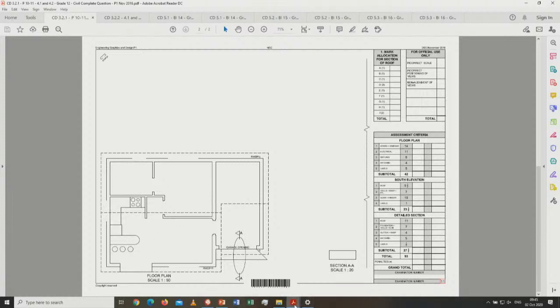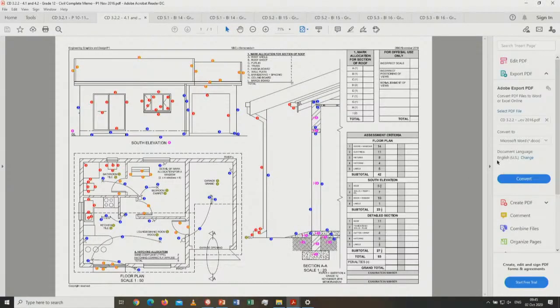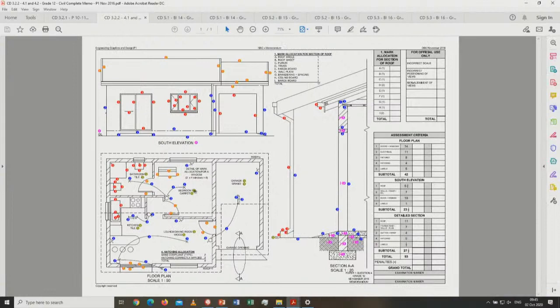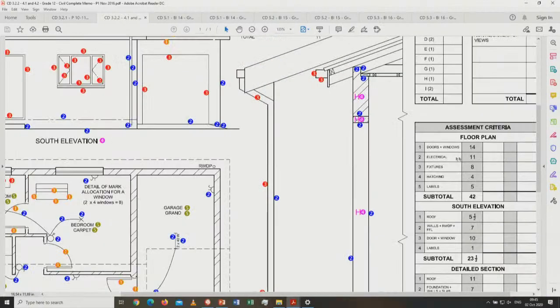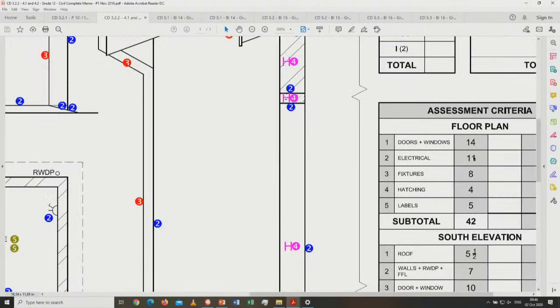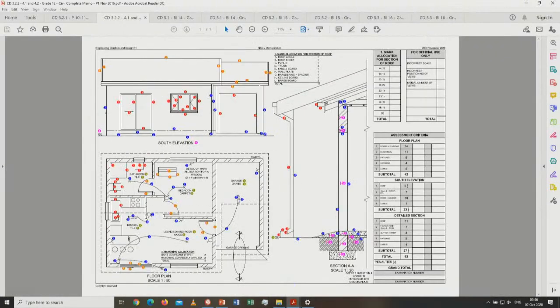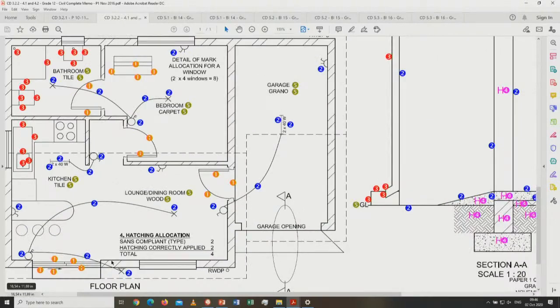Now, if I go to the memorandums, I can show you the memorandum of this part over here. There we go with the memorandum. Now, if you take a look at this, the first part the examiner is pointing out to you by the floor plan is the doors and windows. Now that I will do the next session. That is 14 marks. All right, so I will talk to you about that in the next session. The electricity is 11 marks. Now quickly have a look at the electricity. It's all the blue dots that you see over here.